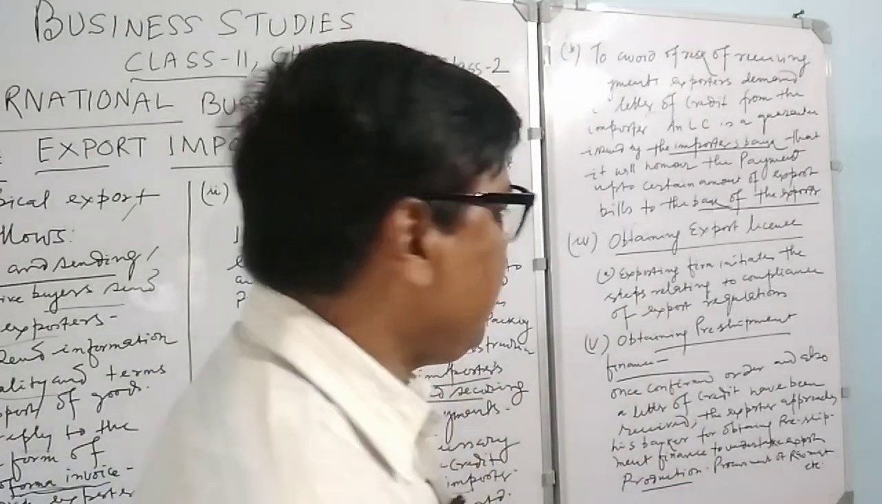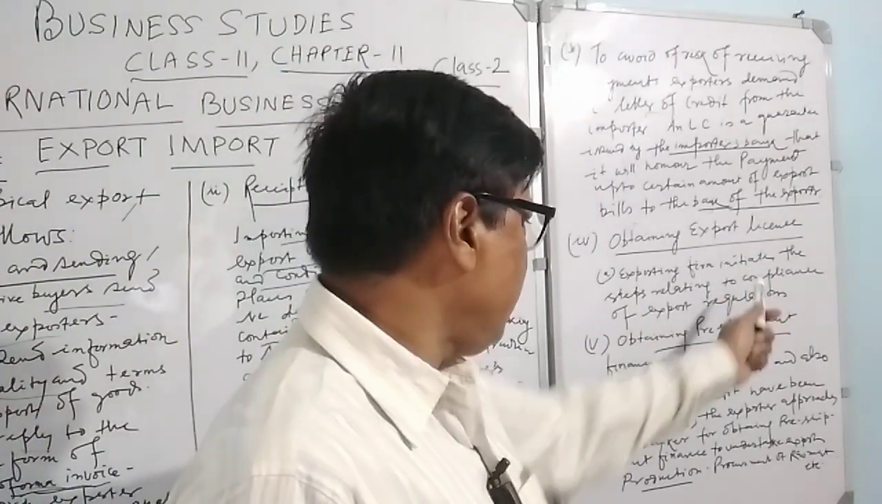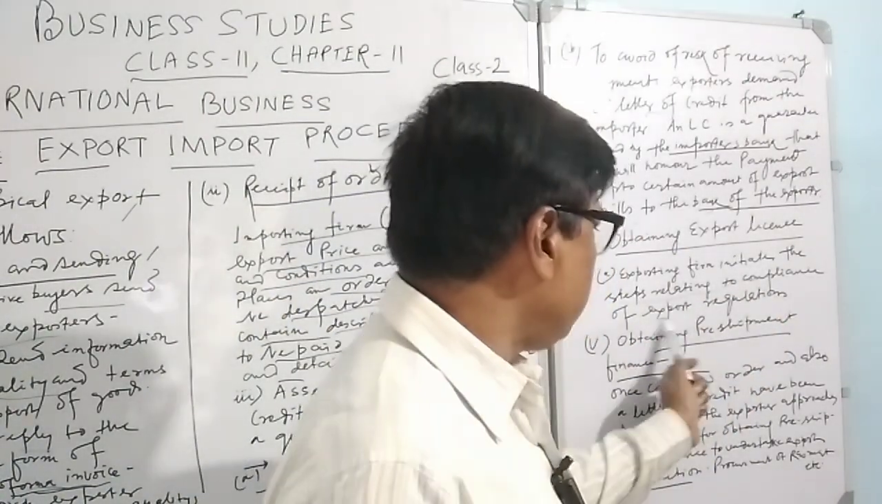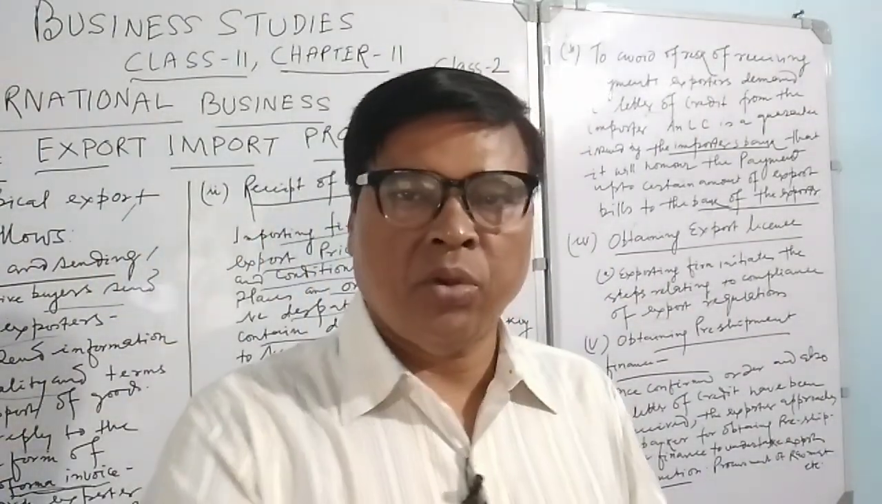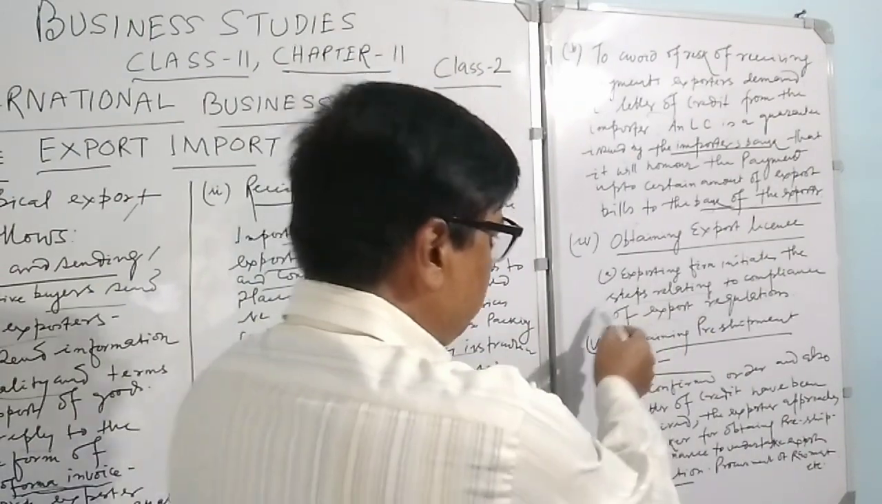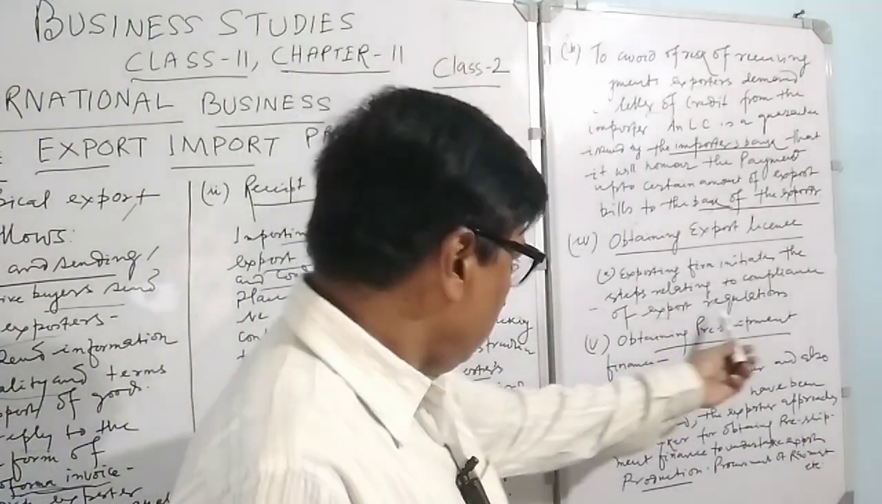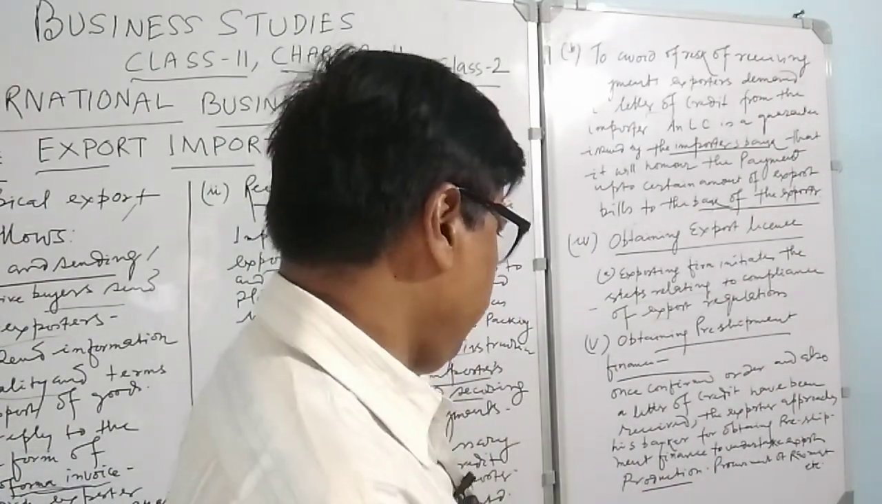Next, you have to obtain the export license. What does export license mean? These are steps relating to compliance with export regulations. See, today you are thinking, tomorrow you cannot export it. So before exporting, you have to take an export license for that. So compliance with procedural formalities, you have to comply with it.